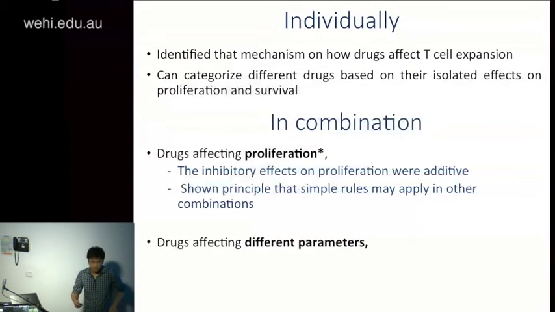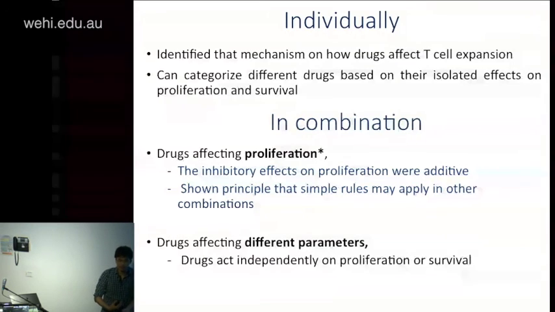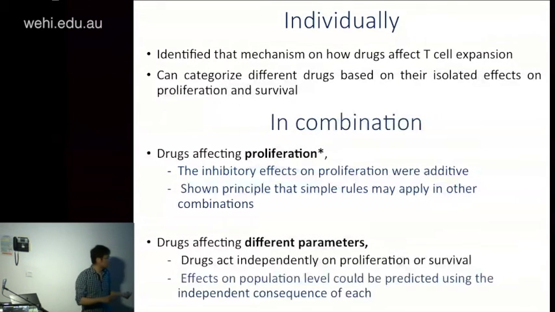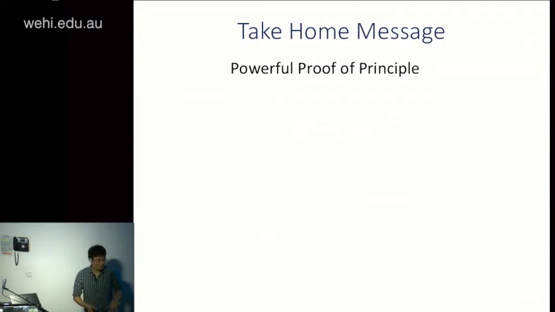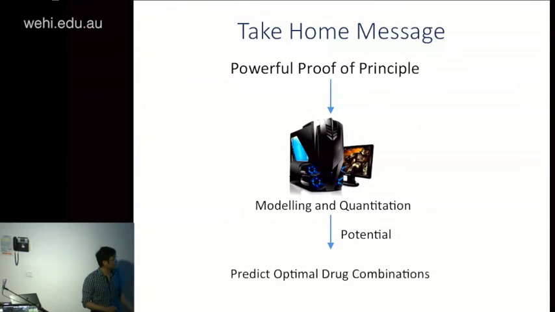Finally, for drugs that affect different parameters, I've shown you really nicely that on the survival and proliferation kinetics, they are acting independently. And that behavior is also seen on the population level, where the effects are just added on sequentially on top of each other. So the take-home message from my project is that this is a really nice, powerful principle: we can utilize modeling and quantitation to potentially predict the effects of drugs in combination.